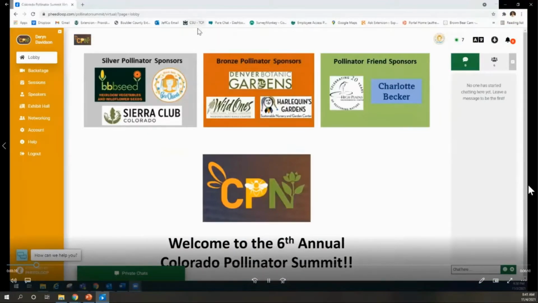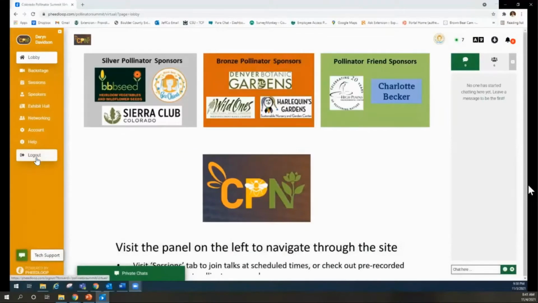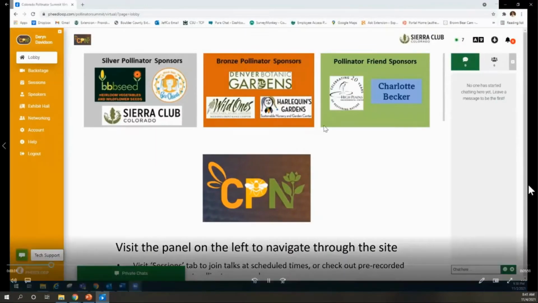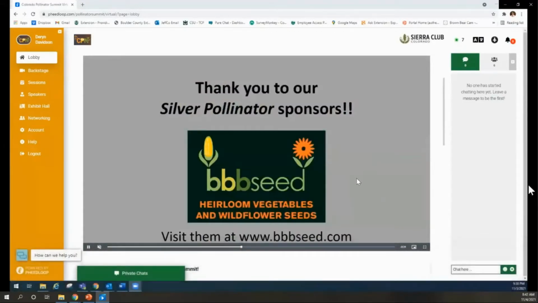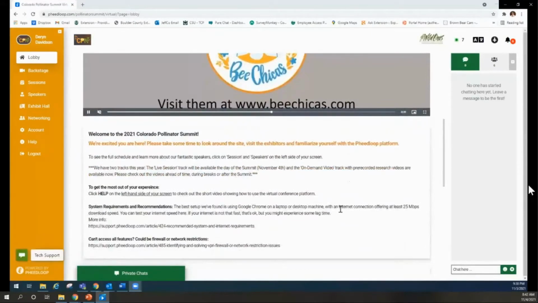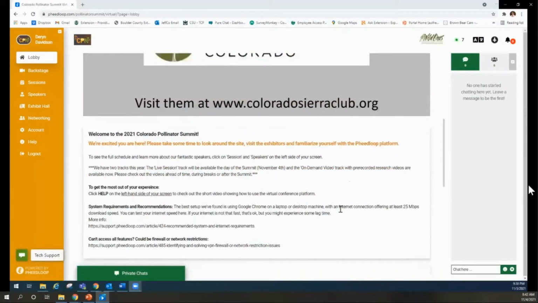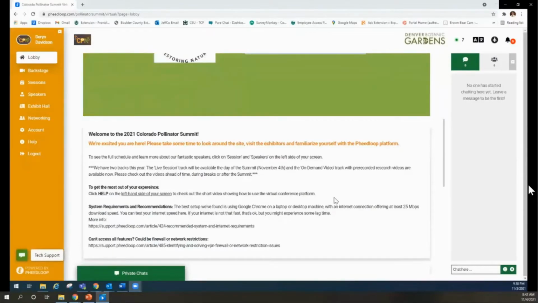The first area I want to draw your attention to is this left-hand side menu bar. So you see highlighted is the lobby. Right now we're in the lobby. We have our thank you sponsor banner here. There is a looped lobby video that you'll see that will be running throughout the day. And if you continue to scroll down, you'll see announcements. New announcements will be popping up here throughout the day also, highlighting when different sessions are starting and different activities you can take advantage of.